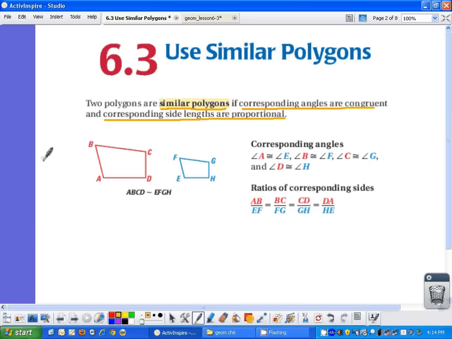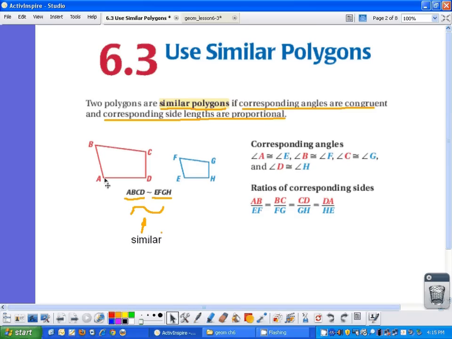So first example here, we have quadrilateral ABCD similar to EFGH, and we use this kind of sideways looking S, which means similar. So we can say quadrilateral ABCD is similar to quadrilateral EFGH.